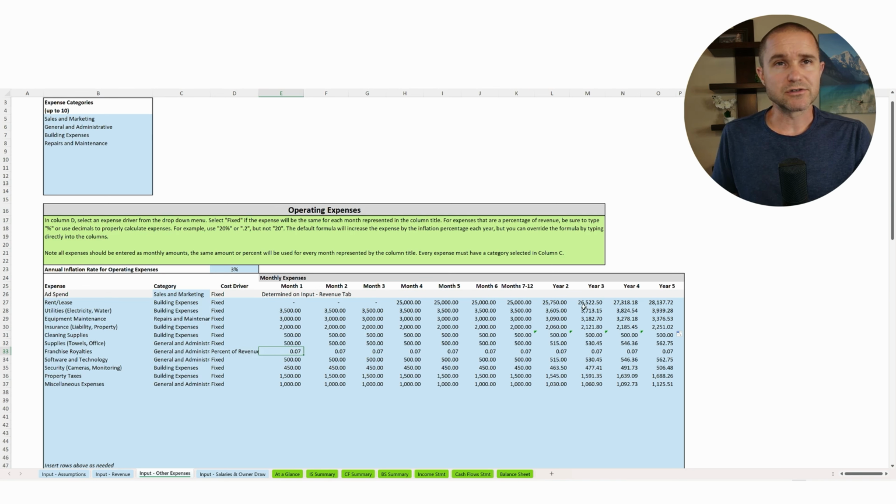You'll also notice in years 2 and beyond, the expenses increase. That is applying this 3% annual inflation rate. Now, if you think it's going to be a higher inflation rate or a lower inflation rate, you can change that assumption as well.